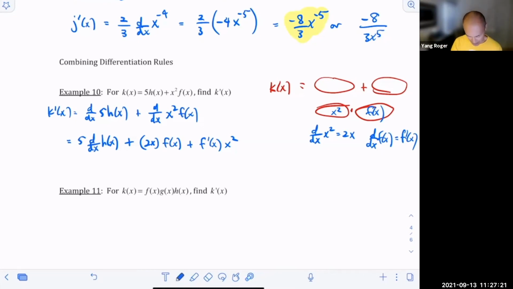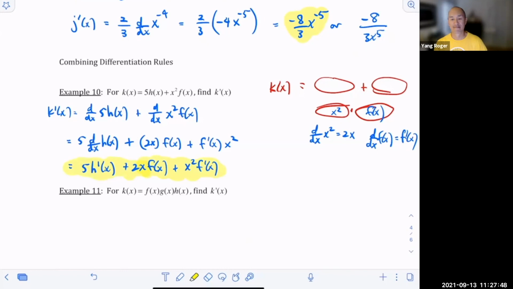So we can simplify this down. I think I wrote my final answer as 5 times h prime of x plus 2x times f of x plus x squared times f prime of x. And this would be my answer. So your answer isn't a number or even a function. It's an expression that involves the names and derivatives of functions. Are there any questions about this? Anyone want to ask me anything?